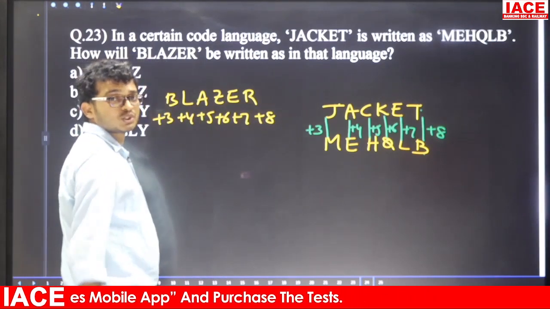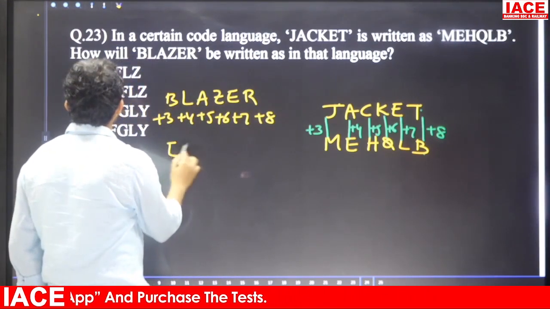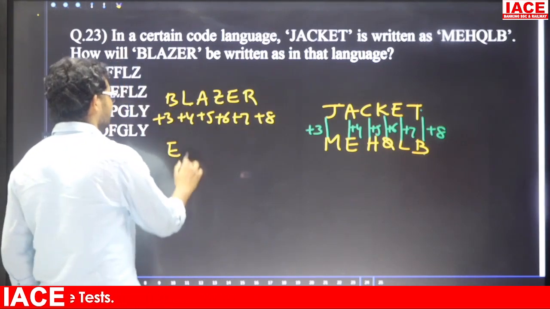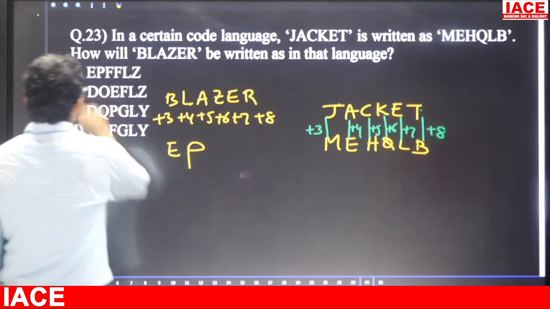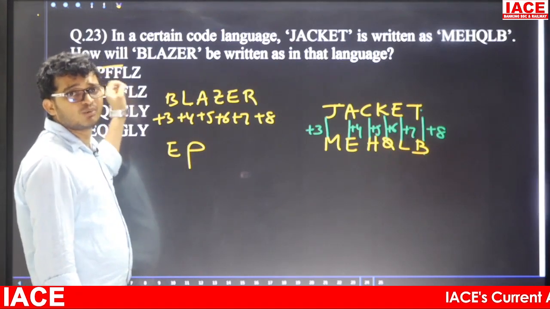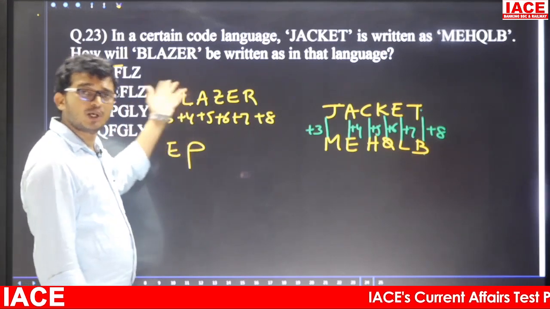B is 2, plus 3 is 5. 5 means E. Next one, L is 12, plus 4 is 16. That means P. With EP, we have only one option, so the answer is option A. Friends, again, don't solve the entire word. With EP, one option is there, option A is the answer.